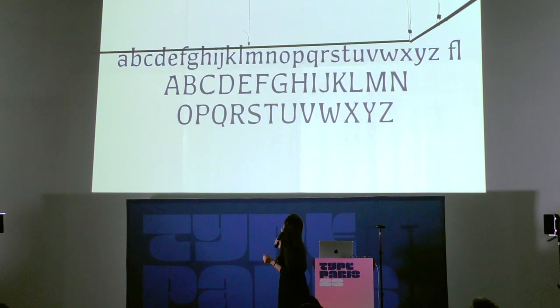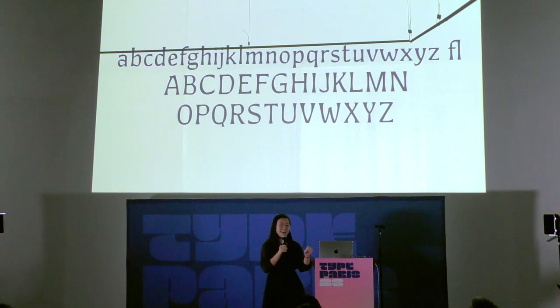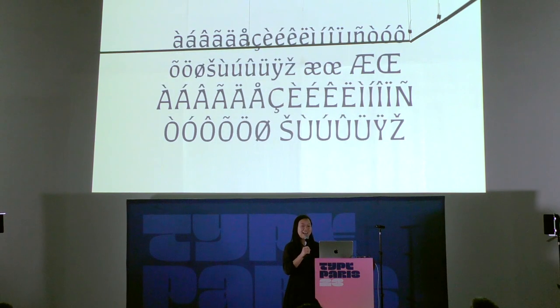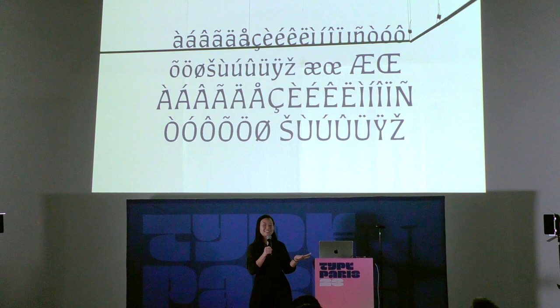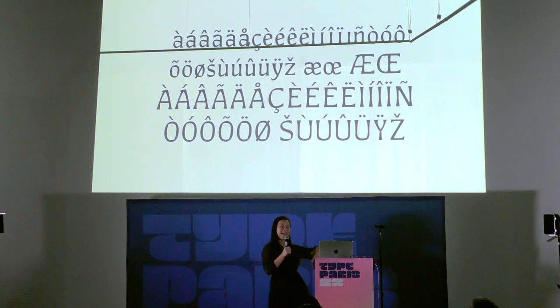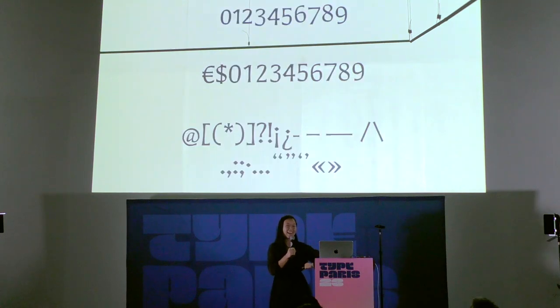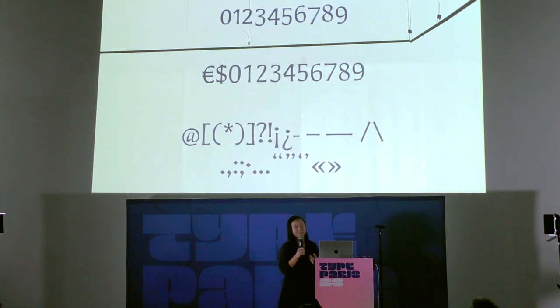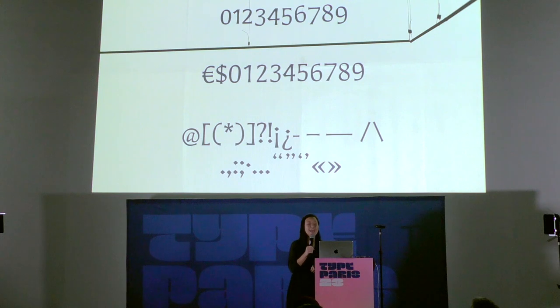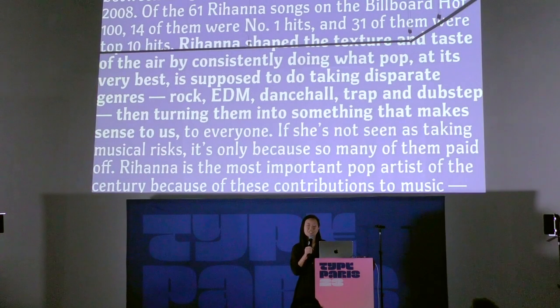Here's the whole set of letters, and then we have diacritics. I featured these here only because I was very scared of them before I came to TypeParis, and now I need a bunch of them. I still don't really know how to read them. This is the American problem. And then we have our figures, old style and tabular ones, and a bunch of punctuation.